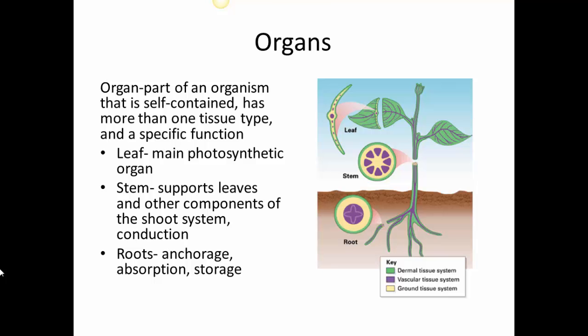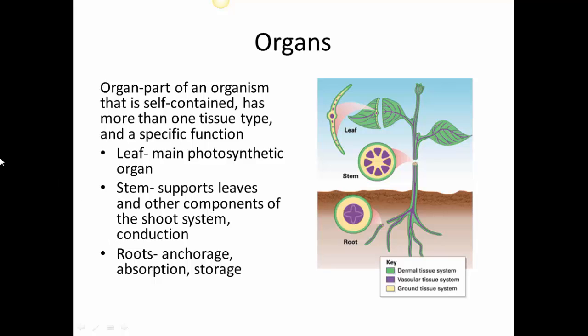Okay, so we've looked at the dermal tissue, the ground tissue, and the vascular tissue, now we're going to look at the plant organs. And an organ is part of an organism that is self-contained, has more than one tissue type, and a specific function. So that definition would include the leaf, the stem, and the roots of plants. It also would include reproductive organs such as flowers and fruits, but we'll focus on those later in the semester. So for now, we'll take a look at the vegetative organs, the leaf, the stem, and the roots.